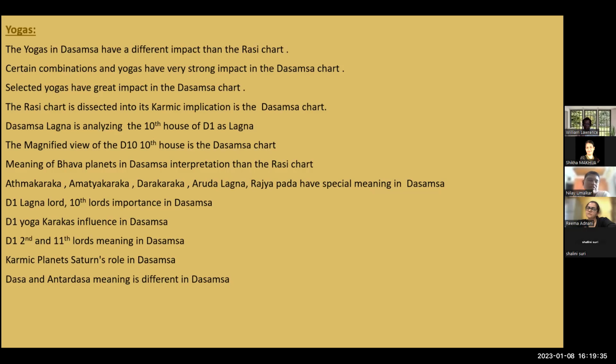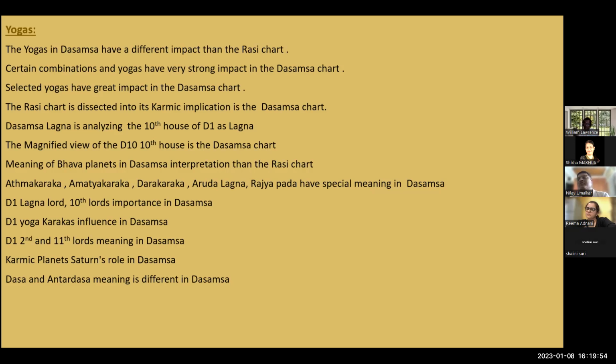Sir, on Rashi Tulya Navamsa, in a simple way, does it mean that if I have a Ketu Dasha and my Ketu in D1 is in the second house, and in D10 it is in the tenth house, then how they relate to each other is what Rashi Tulya Navamsa will explain?